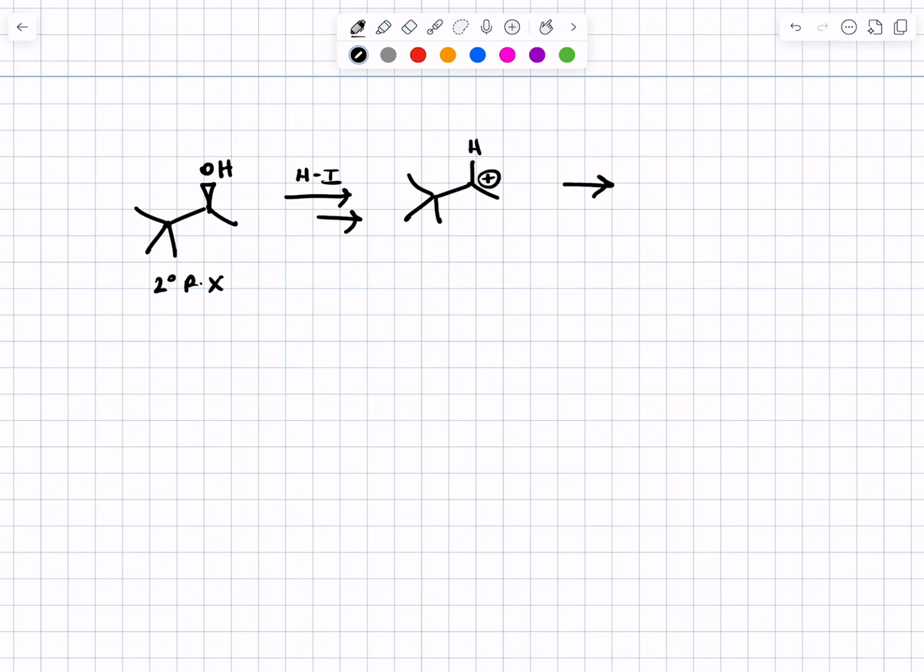And then you would expect I- to attack the carbocation from either above or below, and you would expect to get these two products, these two enantiomers. And in fact, you observe both of them, so yay. But along the way, you also observe this.